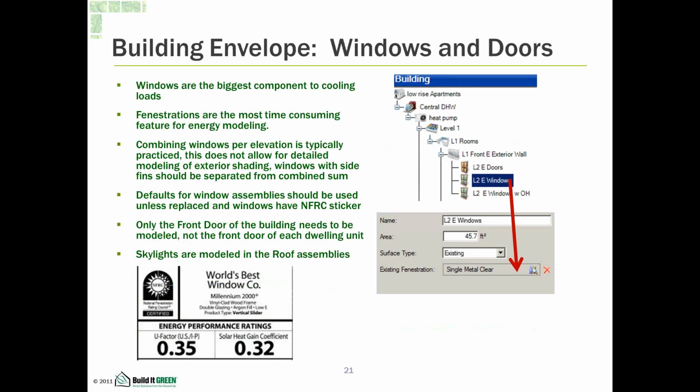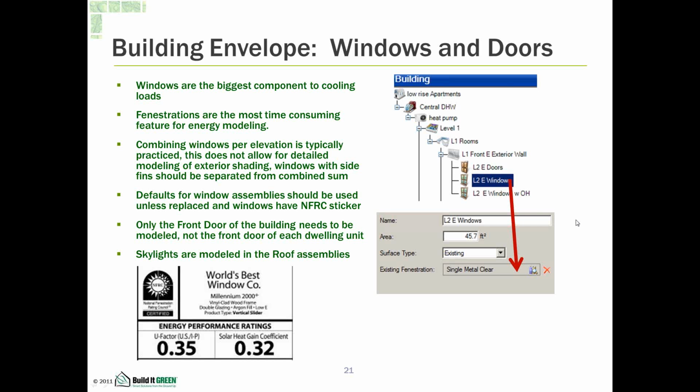So windows and doors. Again, this is the biggest component. Windows are actually the biggest component for the cooling loads, and they are the most time-consuming feature to add in our energy models. And again, combining the windows is typically practiced but isn't allowed for shading, which I said in the prior slide. It's a good idea to use the defaults if you don't know.